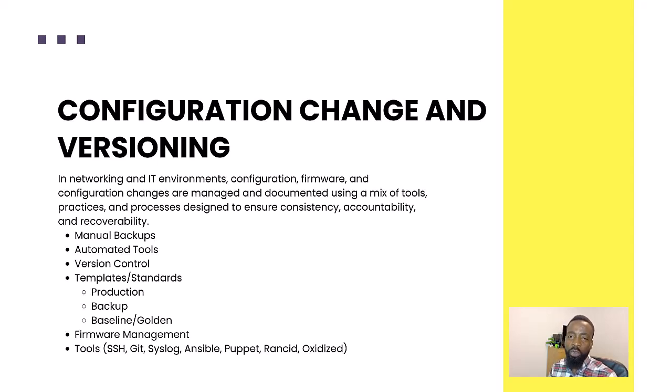Then some of the tools that you would usually find used for versioning, change management, and all of that are things like SSH, obviously, Git, syslog, Ansible, Puppet, Rancid, and Oxidized. So you use these to usually back up and version your firmware, your IOS, your configuration, and things like that. So we'll move on to the next.